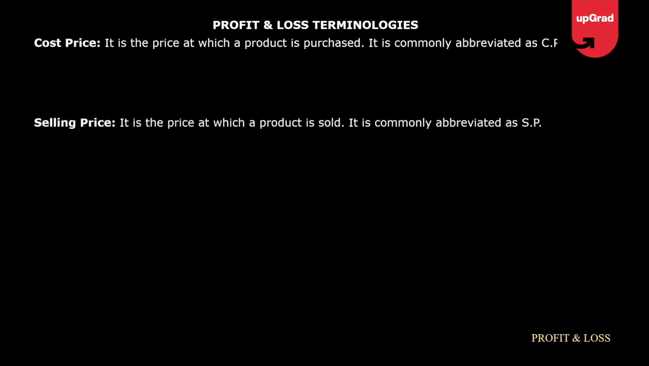So the second one is selling price. Now it is the price at which a product is sold. It is commonly abbreviated as SP. Now what happens? The price at which the shopkeeper sold you the product is called selling price. Now people usually get confused. Let me explain the same concept with an example.